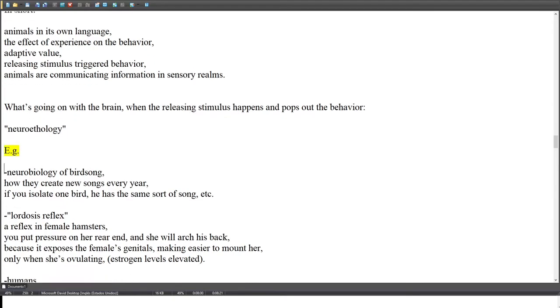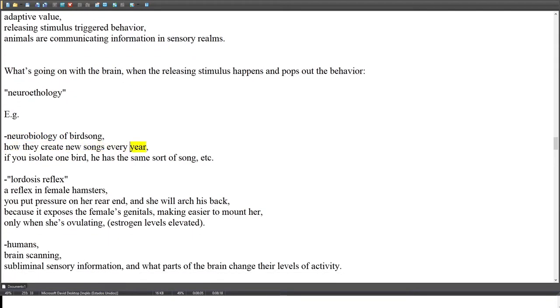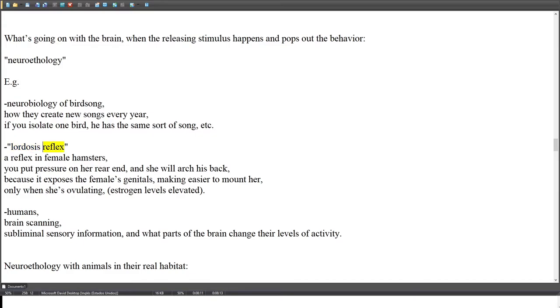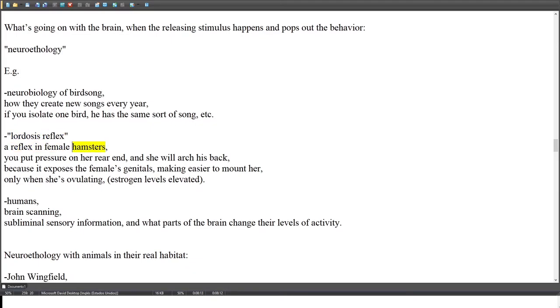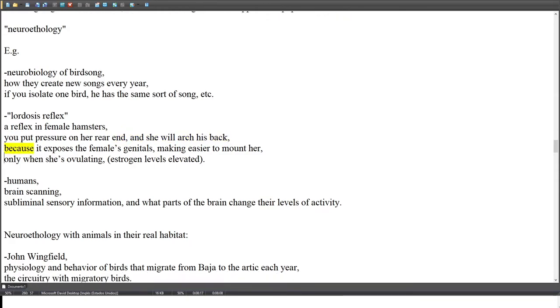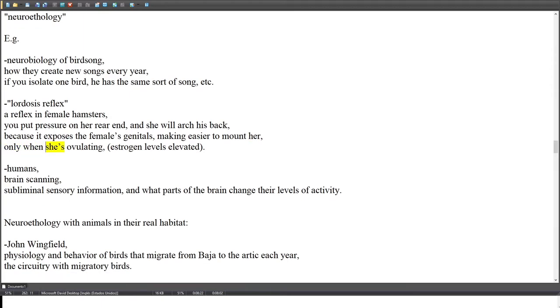Neuroethology, e.g., the neurobiology of birdsong. How they create new songs every year. If you isolate one bird, he has the same sort of song, etc. Lordosis reflex, a reflex in female hamsters. You put pressure on her rear end, and she will arch her back, because it exposes the female's genitals, making it easier to mount her. Only when she's ovulating, with estrogen levels elevated.